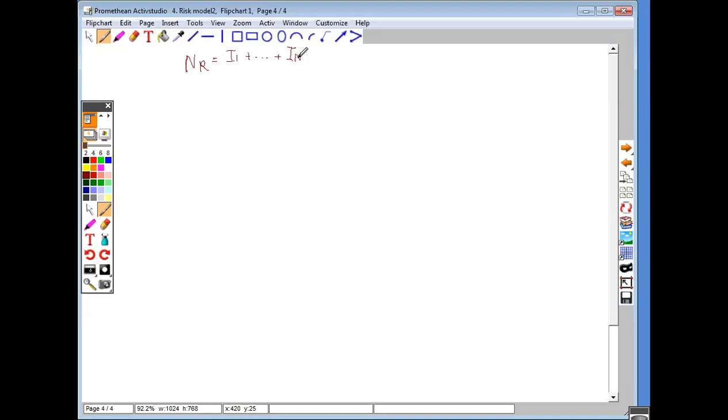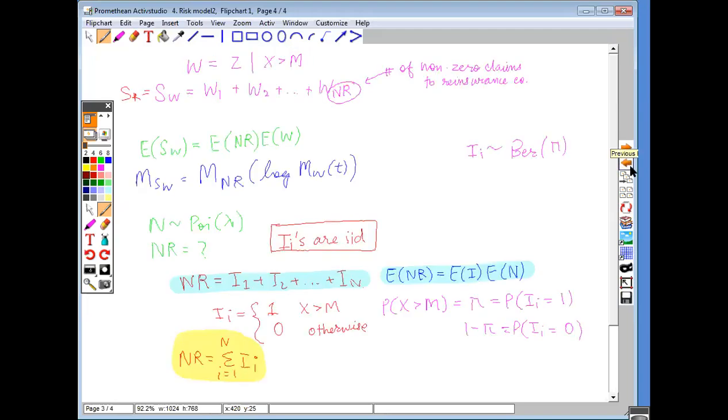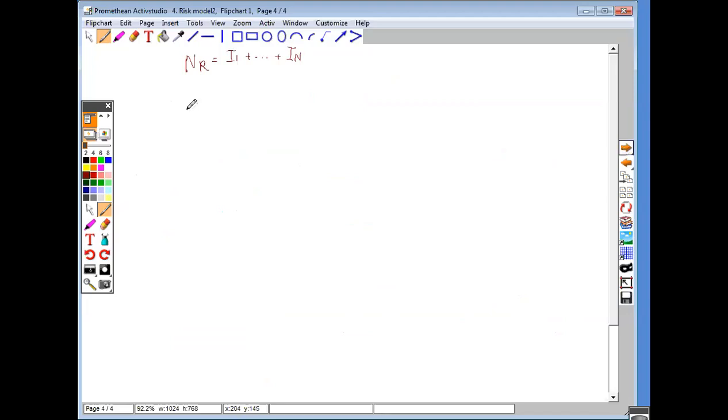And okay, so we did write the formula for MSW, right? So to figure out MSW, we need M of NR. We need the MGF of NR as well. So what do you guys think the MGF of NR will be? I mean, it will obviously depend on the distribution that my NR has, right? So what do you guys think is the distribution of NR here?